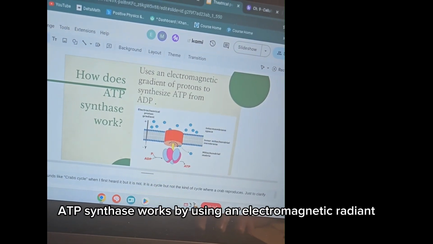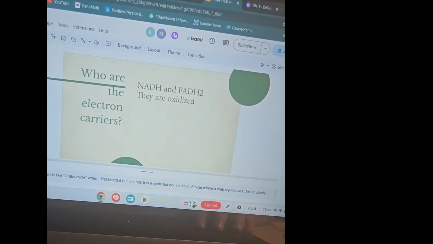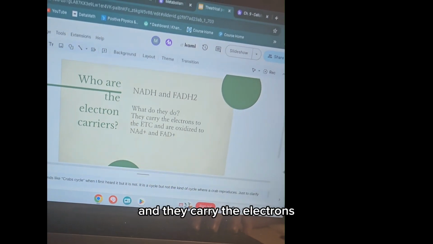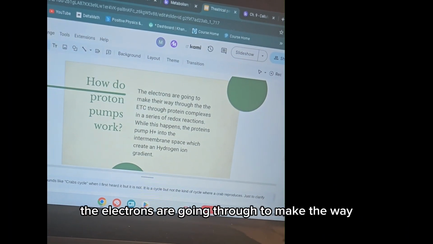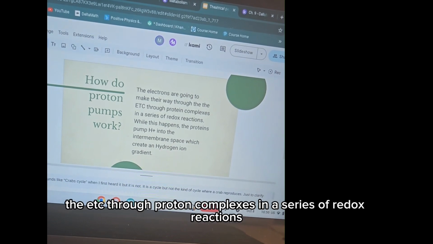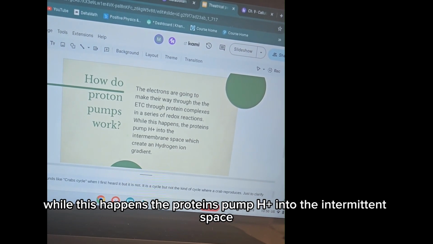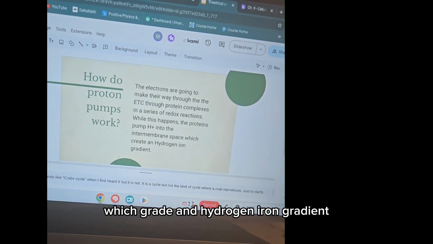ATP synthase works by using an electrochemical gradient of protons to synthesize ATP from ADP, and the electron carriers are NADH and FADH2, and they carry the electrons. How do proton pumps work? The electrons make their way through the ETC through protein complexes in a series of redox reactions. While this happens, the proteins pump H+ into the intermembrane space, which creates a hydrogen ion gradient.